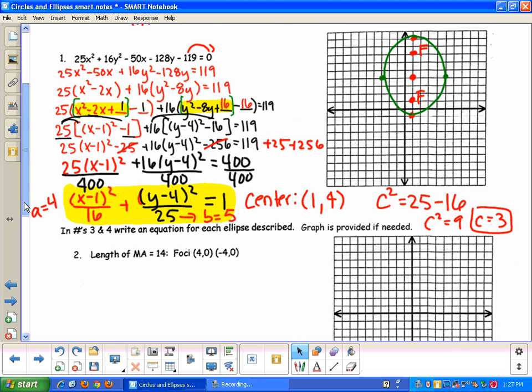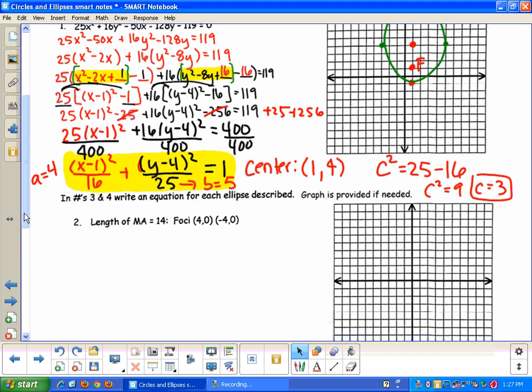So sometimes we're not always given the equation, sometimes we're just given different parts of the equation. So for example, we want to write an equation for the ellipse described below. Now for this one, it gives us that the major axis, and I know this is major axis because anytime you see M and A in capital letters, it means major axis, is 14. And then the focal points are at (4, 0) and (negative 4, 0).